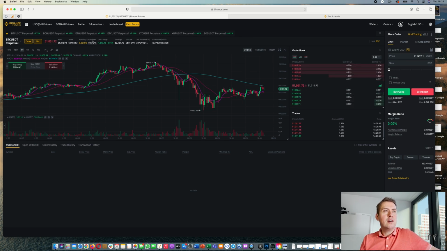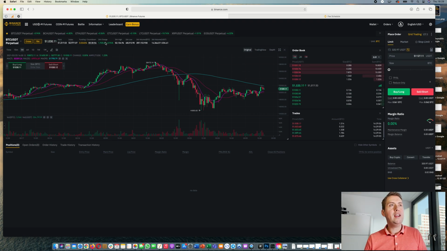You could also, if you are short, that would basically mean you are receiving that money every 8 hours. And sometimes funding is negative. That would basically mean shorts pay long. So if you are long, you would receive money if the funding is negative. And if you are short, you would have to pay.